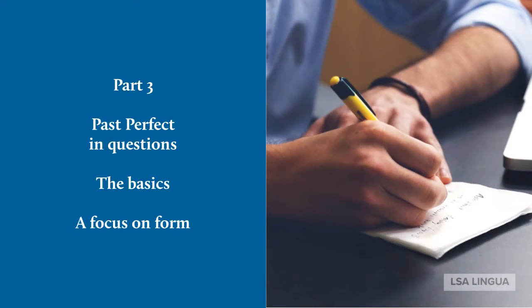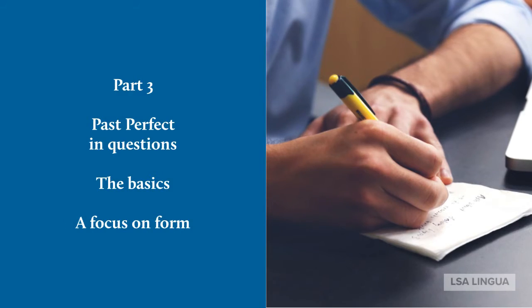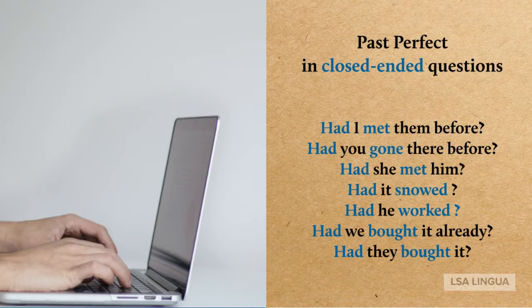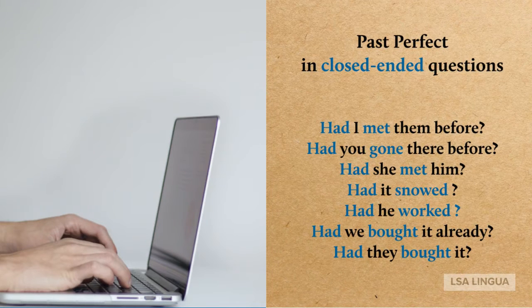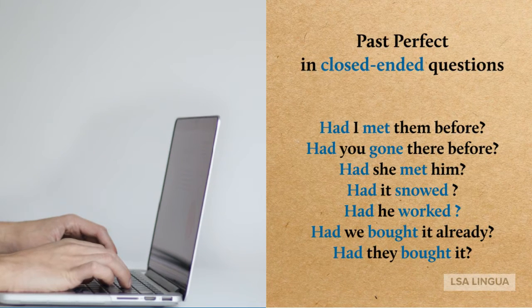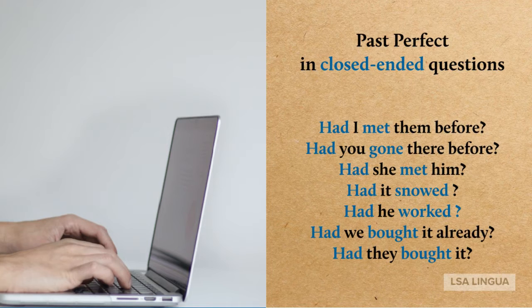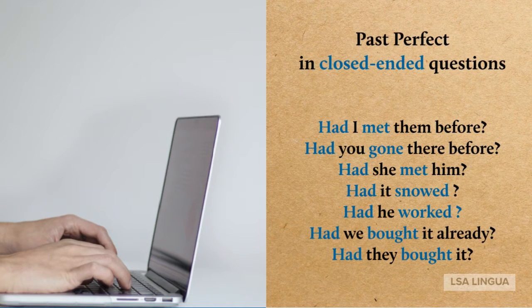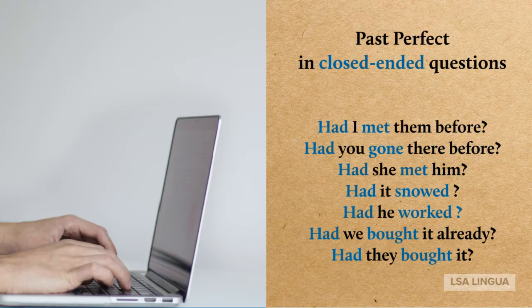Part 3. The past perfect in questions. The basics, a focus on form. Had I met them before? Had you gone there before? Had she met him? Had it snowed? Had he worked? Had we bought it already? Had they bought it?